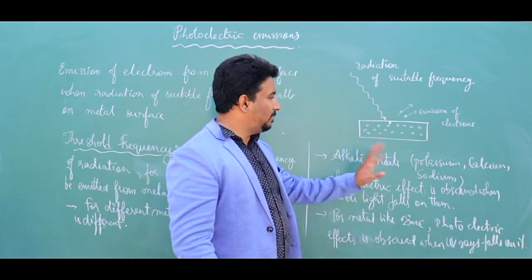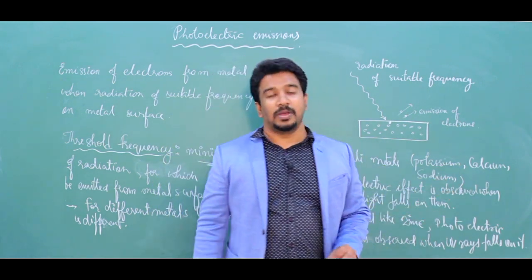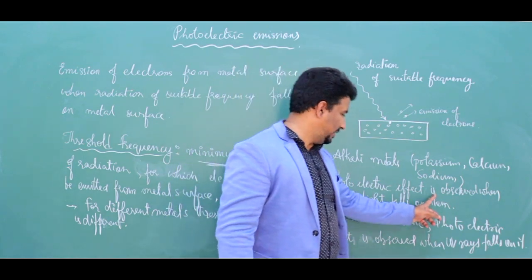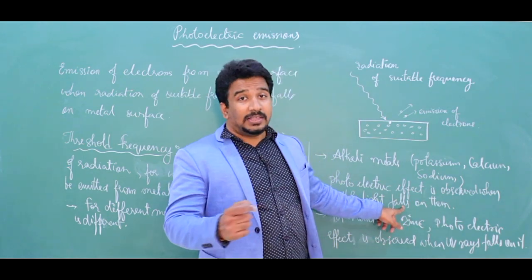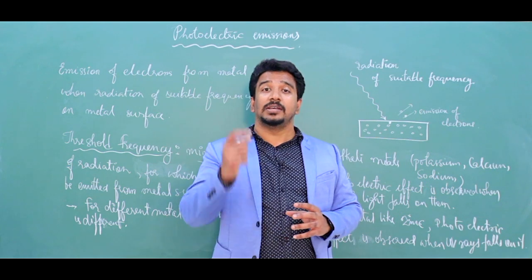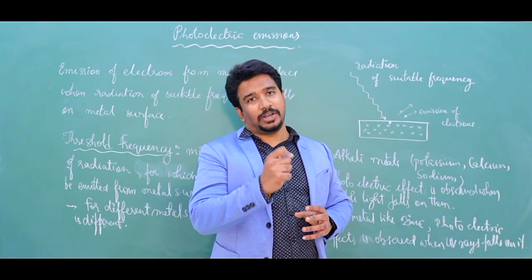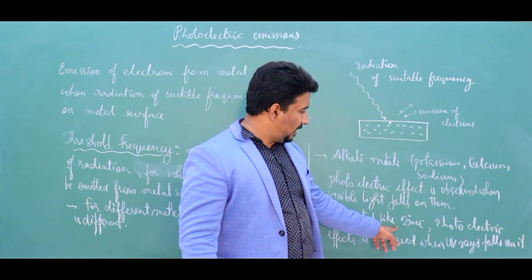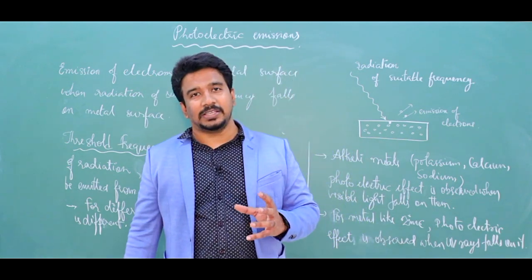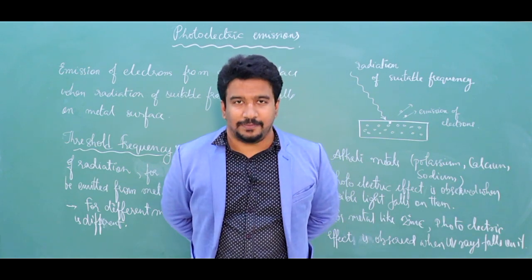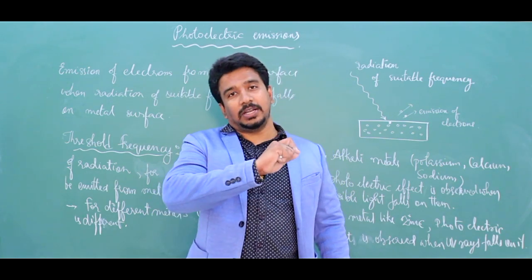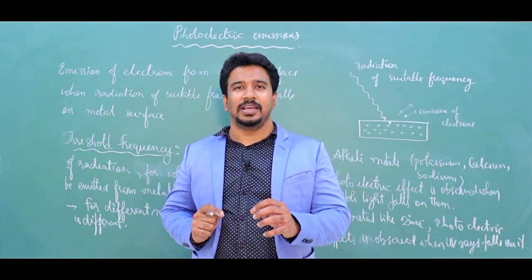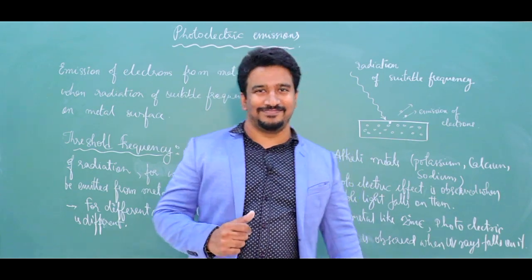And then alkali metals like potassium, calcium, sodium, we can observe photoelectric effect with visible light. That means in these metals the electrons are very loosely bound to the nucleus. They will just jump out when the light falls on it. And for metals like zinc, we need UV rays to observe photoelectric effect. This effect is generally observed in all these substances, but easily observed in metals. Okay, thank you.